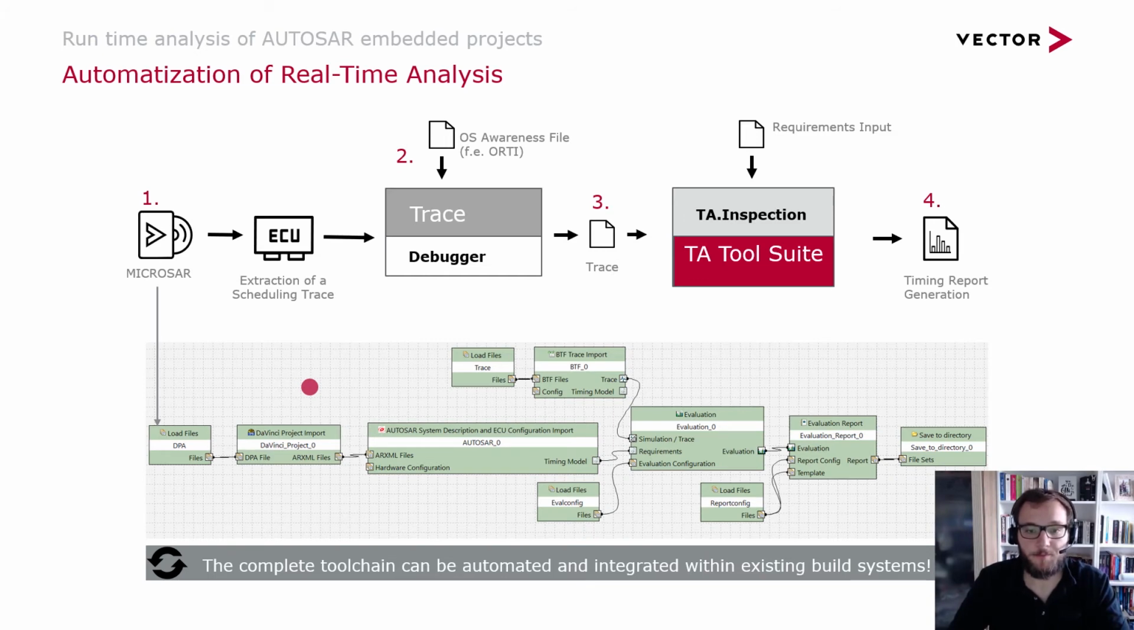In the next step, you will now need to set up your trace debugger. And once this trace file is available, you can automatically load this trace file and combine it with the timing model as well as the requirements that you have defined earlier on, and do an evaluation based on this input. And this evaluation report is then saved.